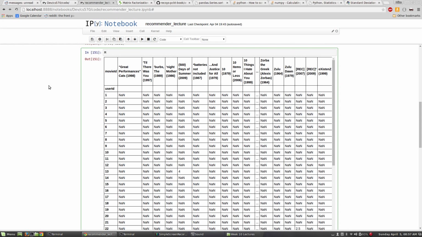Now, this is pretty hard to read because it's very sparse. It's mostly NaNs, which means there's not a number. There wasn't a rating, right? Because not every person has seen every movie. In fact, we have to go down to person number 13 here before we get to one that we can see, and you can see that person 13 rated the movie 500 Days of Summer a 4. All right, very good.